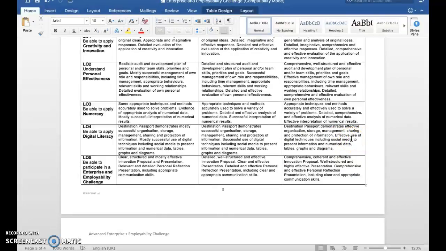So what we would look for is when you do your innovation venture, your business, we'd expect you to create a business Facebook account for your innovation venture, a Twitter account, possibly a Google Plus account, Instagram account. You don't have to do all of them, but somehow or other you need to have some social media management in there.